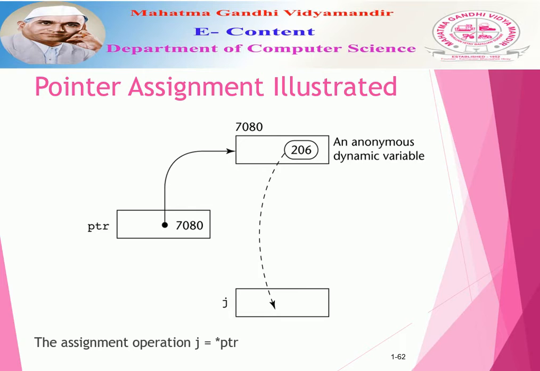Then the pointer assignment is illustrated with an example, like j = *ptr. Suppose ptr is stored at memory location 7080, and j is somewhere else. An anonymous dynamic variable is created, having the same address 7080, and the value 206 is assigned to j.